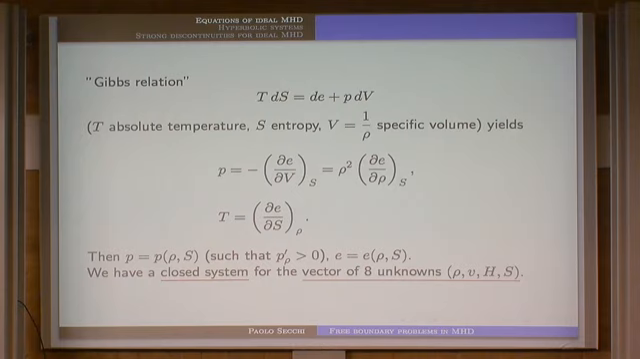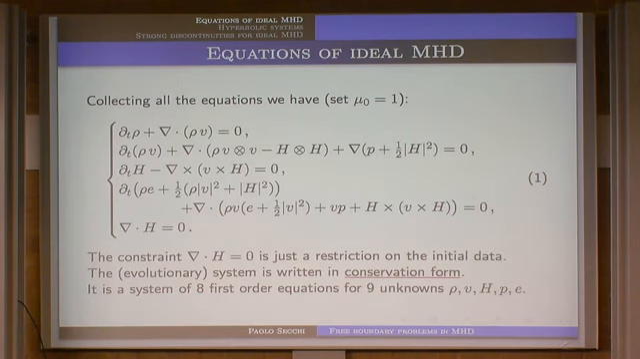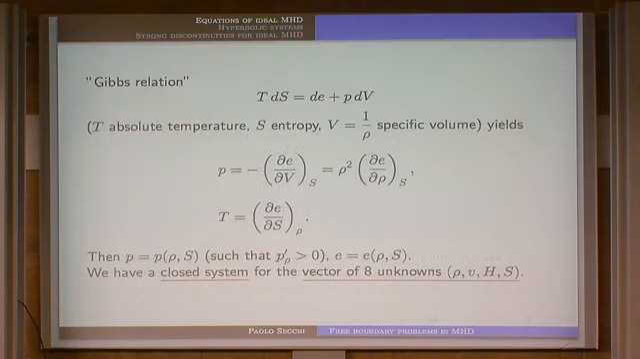So we have only 2 independent variables now, ρ and S on the thermodynamic side, and in the end we have a closed system because we have 8 unknowns for 8 equations. And this is the system that we will consider. Okay, this is the conservation form of the system.